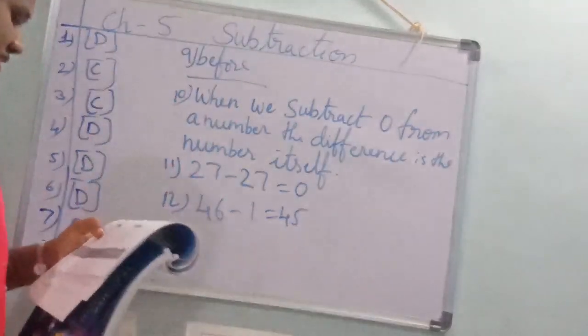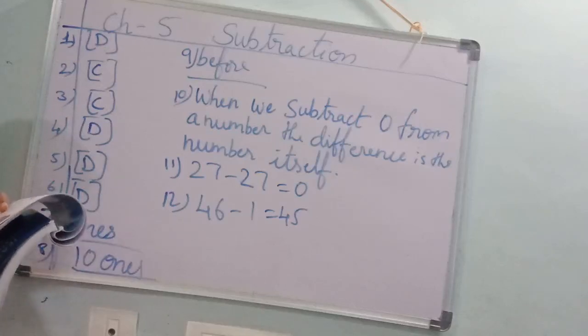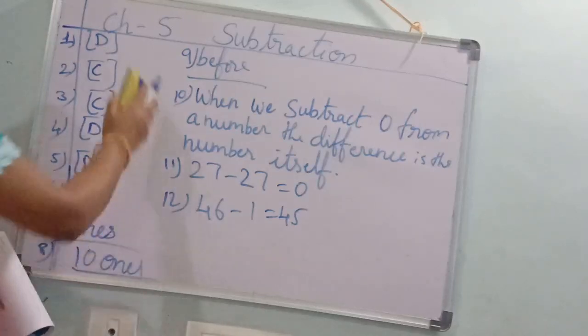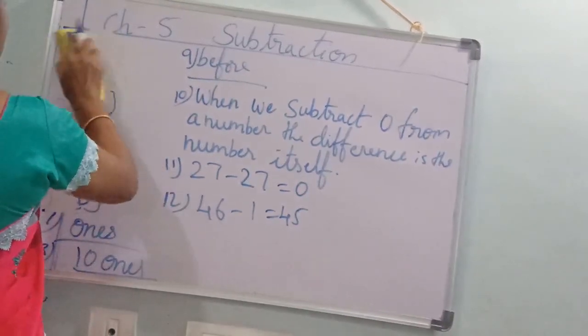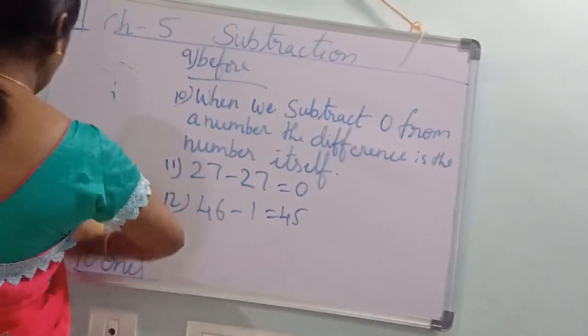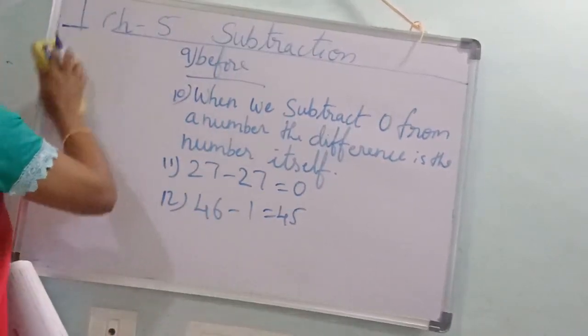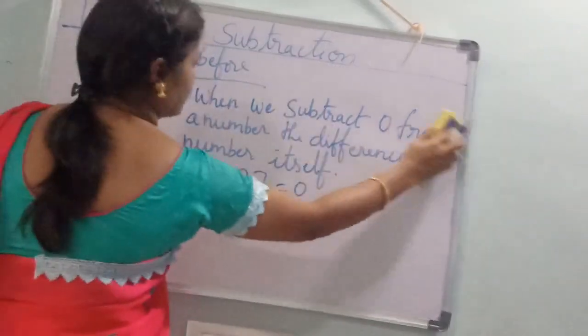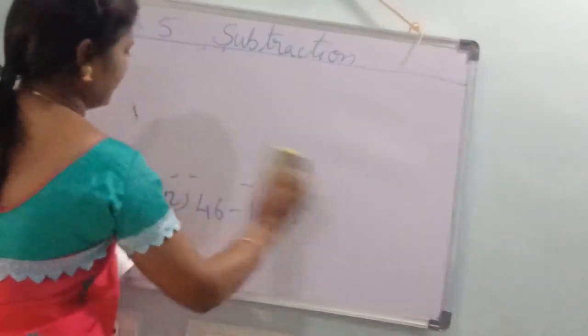Next, 13th one. Subtract 26 from 73. 26 from 73 you should do. From 73 you should minus 26. Understood, children? Practice well. You should practice well.